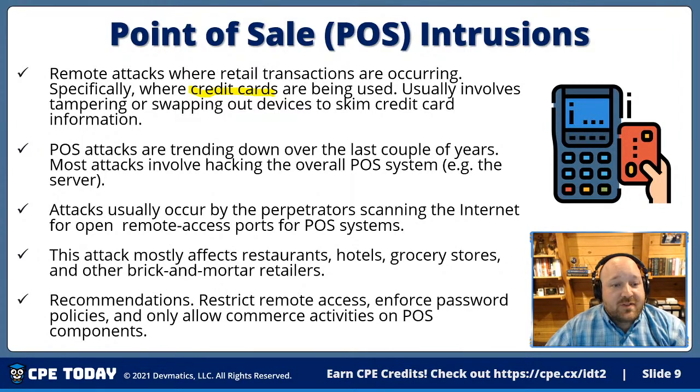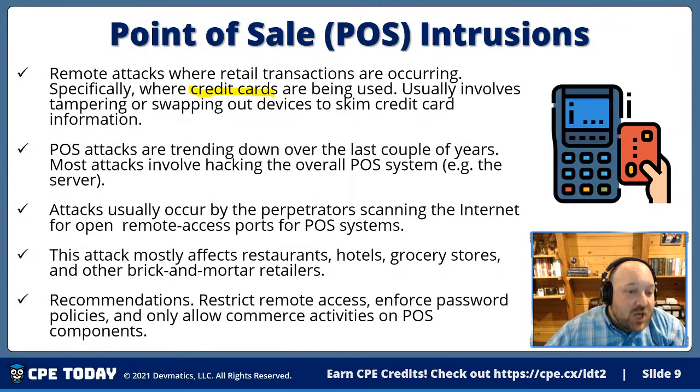It usually involves tampering with or swapping out a physical device, such as the actual credit card reader itself. And this is very common, for example, in restaurants. They'll have a reader that takes an imprint of the card, and then they will ring up the sale as normal. But it could also include compromising the actual computer system that runs the point of sale itself.